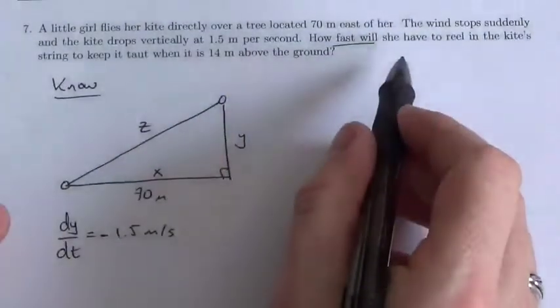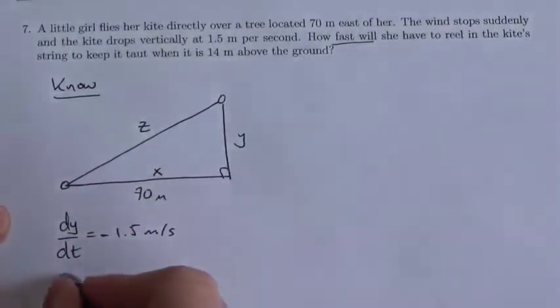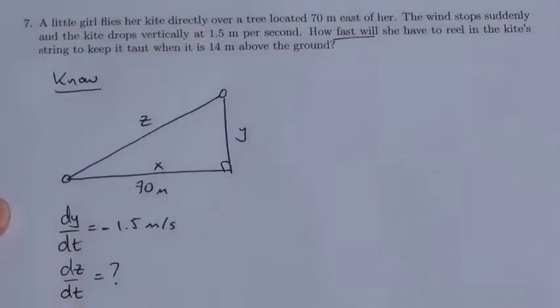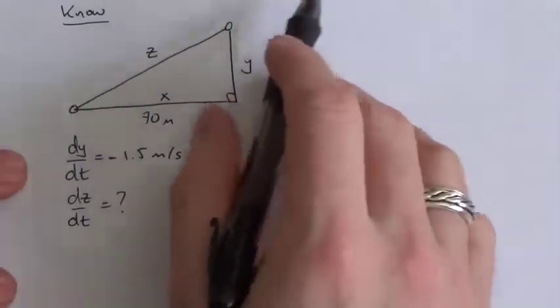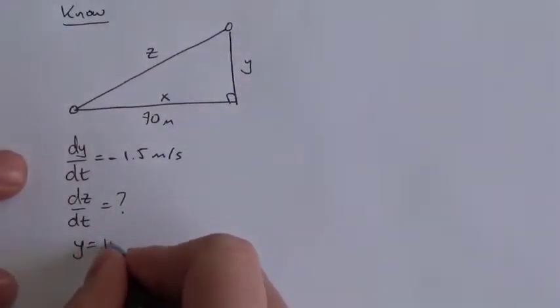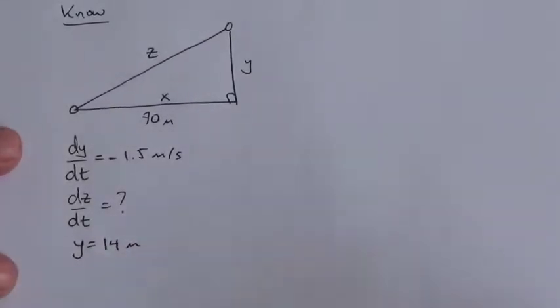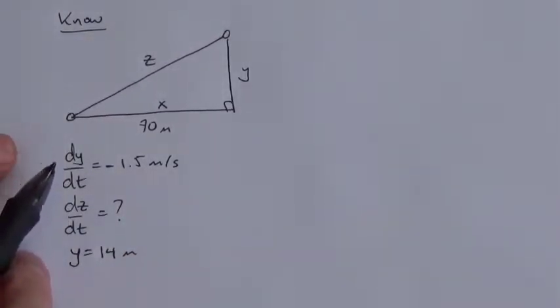Okay, now that's a rate. And remember, this is the string. So what I'm asking for is dz by dt. I don't know what that is, but I'm looking for dz by dt, at the moment when it is 14 meters above the ground. That's the y variable. So 14 meters. Okay, good. So I've got y and I've got z, or dy by dt, dz by dt.